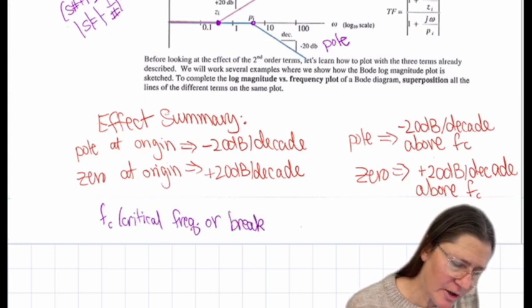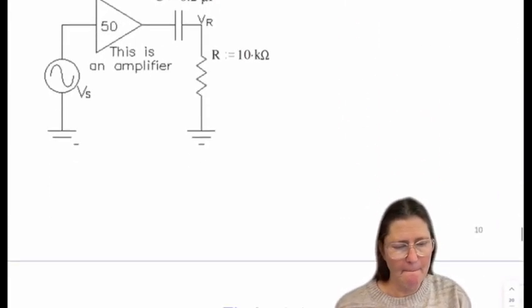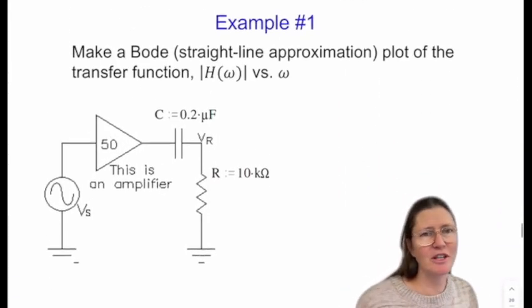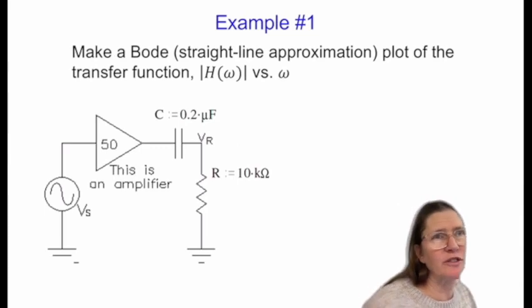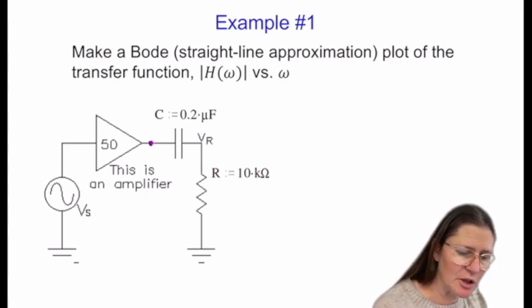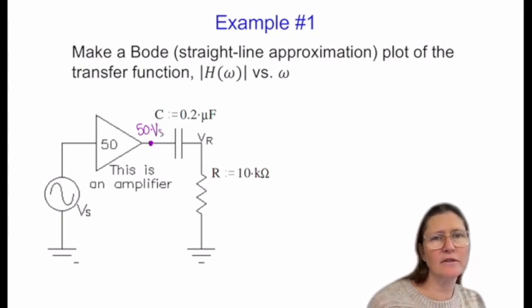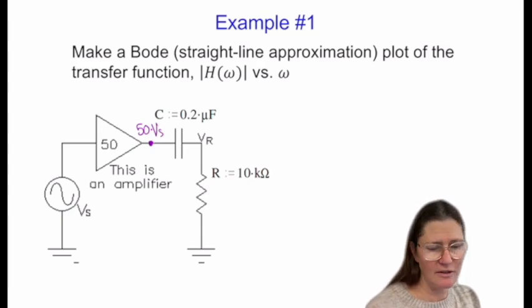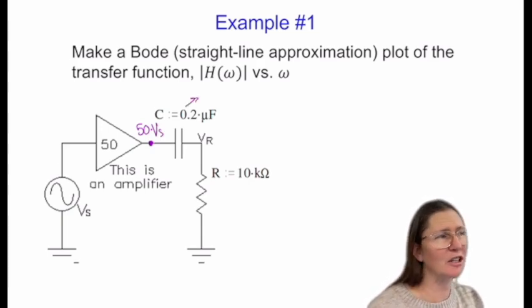Or you'll hear it called the break frequency. All right, so let's look at this one. This 50 is an amplifier. Out of that amplifier, with it having just a single input, this is going to be 50 times Vs. This is similar to what we just did, except the elements are in different locations.